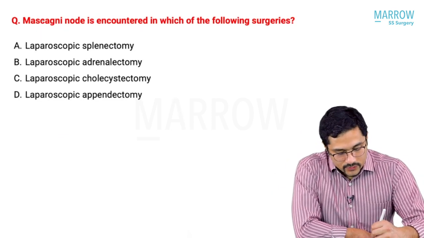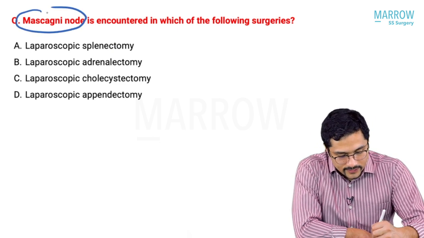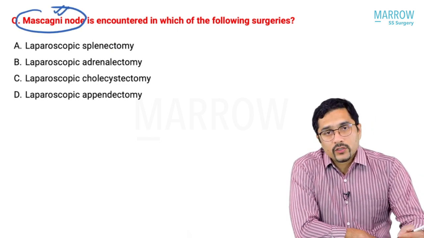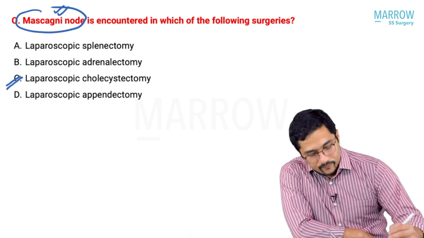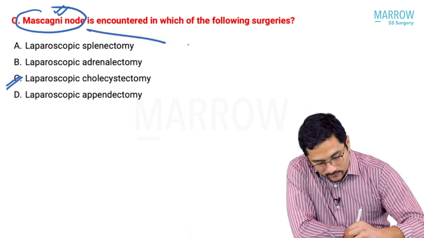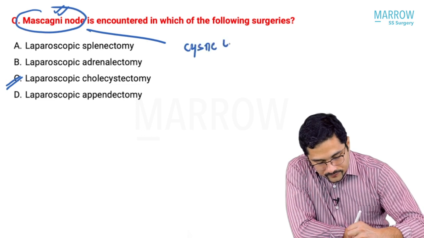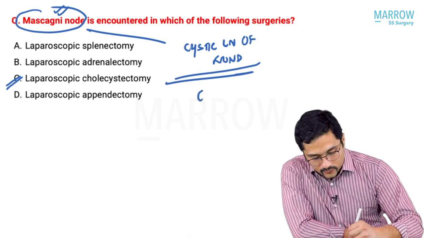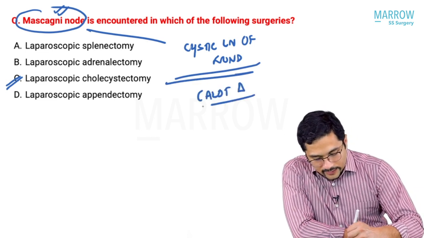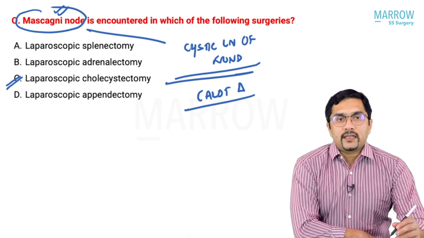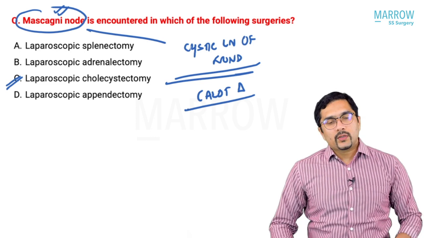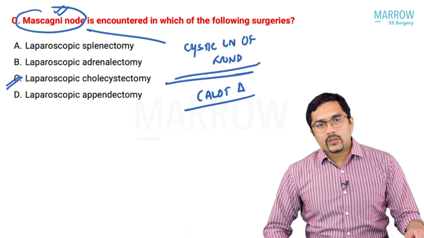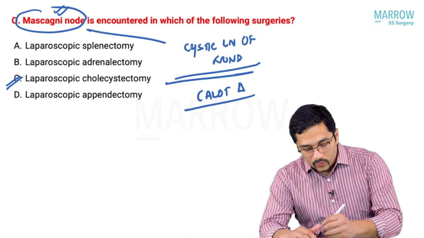This was another question which was a new question. The Mascagni node is encountered in which of the following surgeries? Mascagni node is encountered during lap chole, and Mascagni node is nothing but the cystic lymph node of Lund. You know that you have the cystic lymph node of Lund in the Calot's triangle, and during lap chole we have to dissect the Calot's triangle. So, another name for the cystic lymph node of Lund is the Mascagni node, and this is encountered during lap chole.